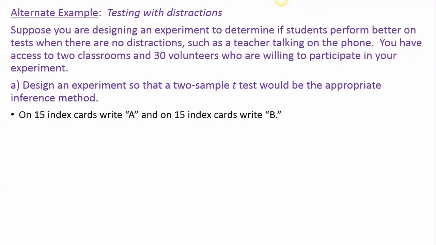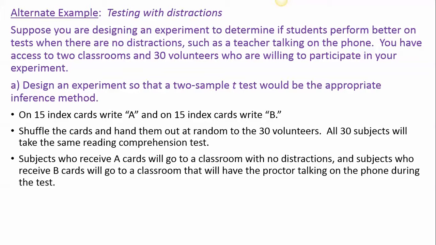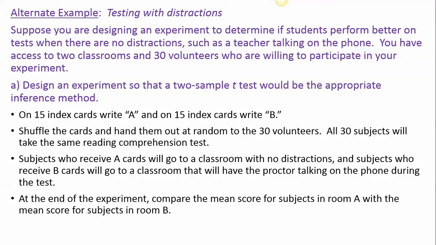So I'm going to say that maybe on 15 index cards we write A, and on 15 index cards we write B. We'll shuffle the cards and hand them out at random to the 30 volunteers. All 30 subjects will take the same reading comprehension test. Subjects who received card A will go to the classroom with no distractions, and subjects who receive B will go to the classroom that will have the proctor talking on the phone during the test. At the end of the experiment, we'll compare the mean score for subjects in room A with the mean score for subjects in room B.